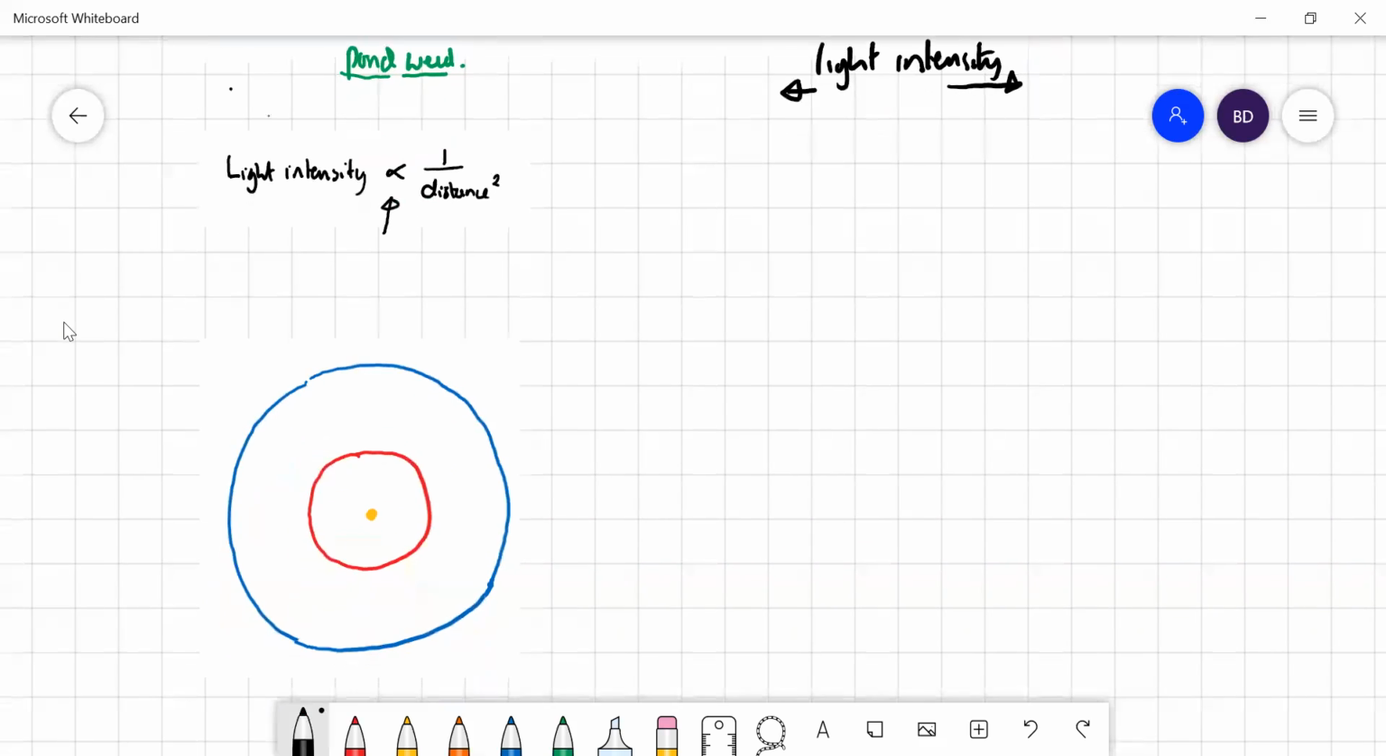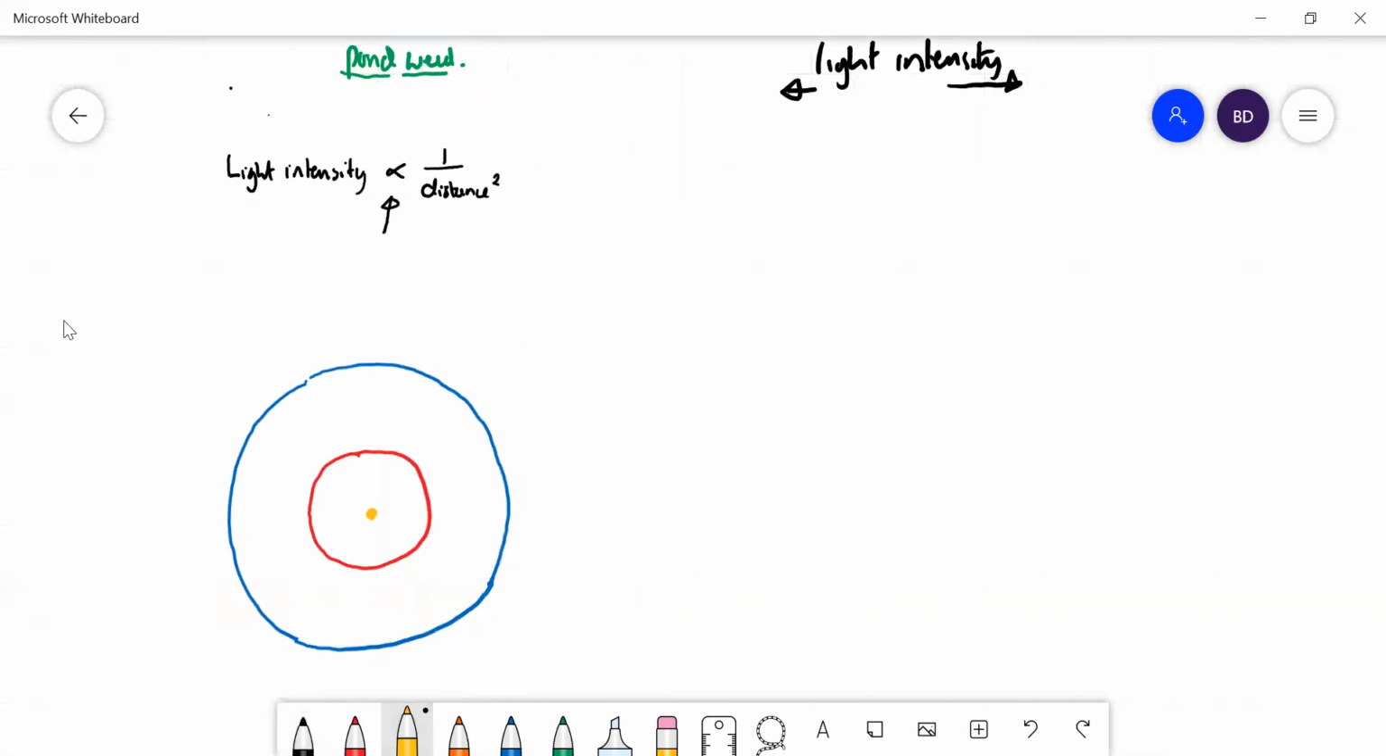Here, the yellow dot is supposed to represent the light, and let's say this red circle has a radius of 1 meter, and the blue circle has a radius of 2 meters. Now, the light made from the lamp, if you are just 1 meter away, is spread out over all of that red area there.